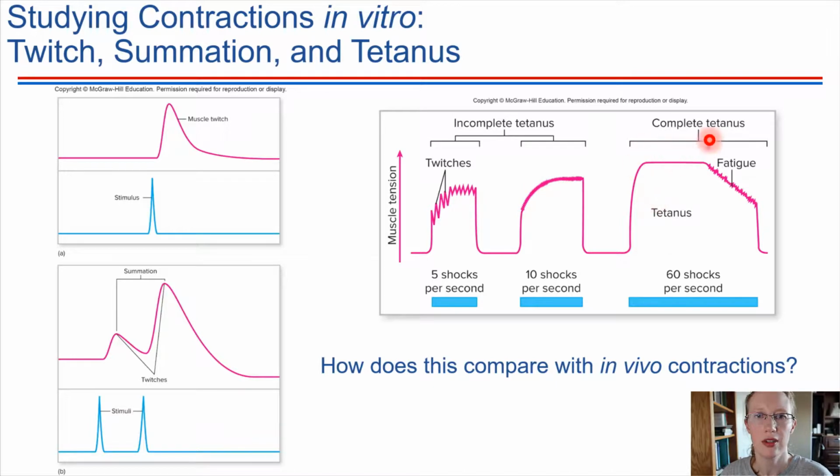So right here what we have is complete tetanus, and that would eventually be followed by fatigue. Eventually the muscle is going to become fatigued and stop contracting for that reason. But this is complete tetanus. Don't confuse this with the disease tetanus. It's the same word but applied in two different contexts.